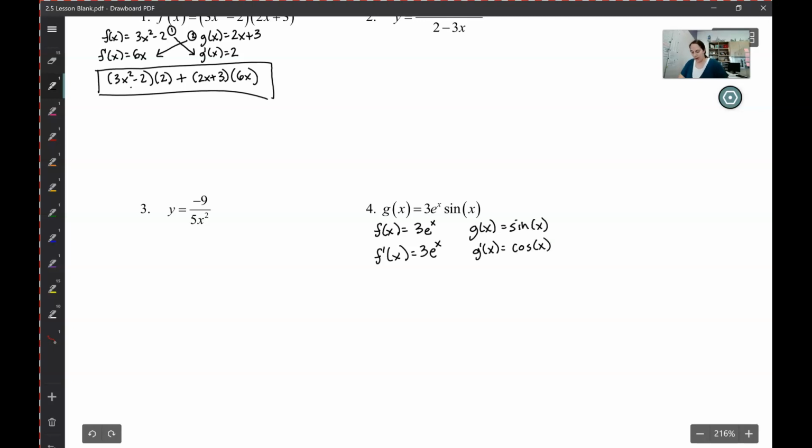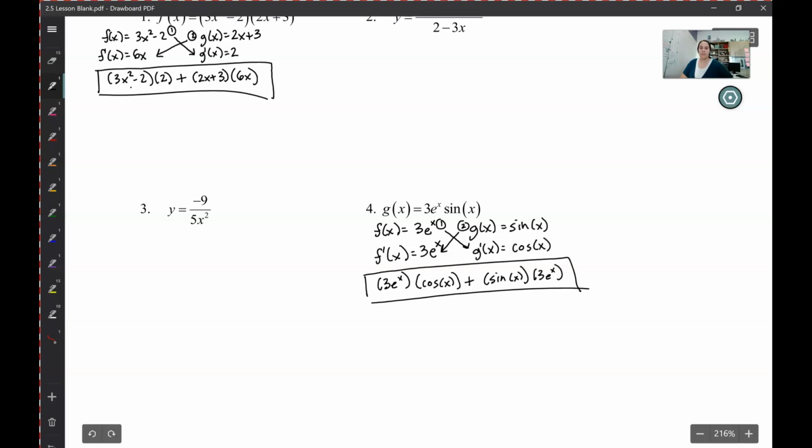And now I do that pattern again. Start with the first, and I'm going to do the first, 3e to the x, times the derivative of the second, cosine of x, plus, now I'm going to start over here with the second, so sine of x, times the derivative of the first. And once again, we're in calculus, so we don't need to simplify.